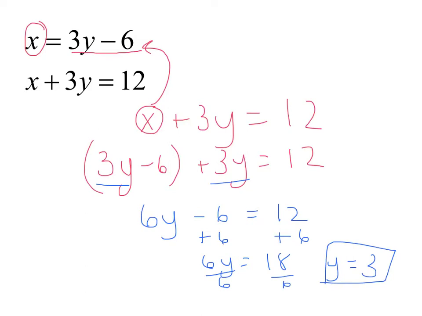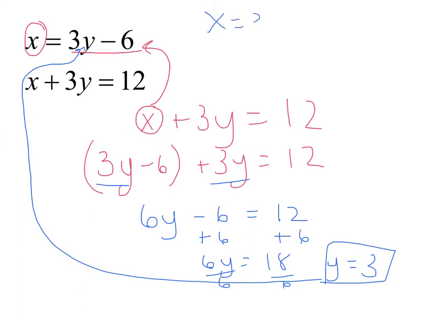Okay, so now I have y equals 3. So I'm going to plug this back into the other equation. Okay, so now I have x is equal to 3y minus 6. So I know that y is equal to 3. So I'm going to plug in my 3 for my y. Sorry, this is minus. So now I have 9 minus 6 is equal to x. x is equal to 3.